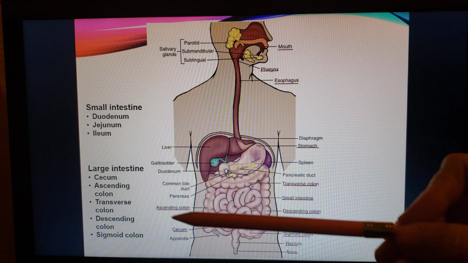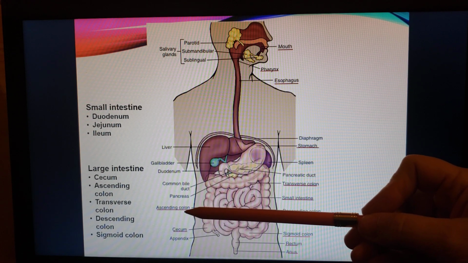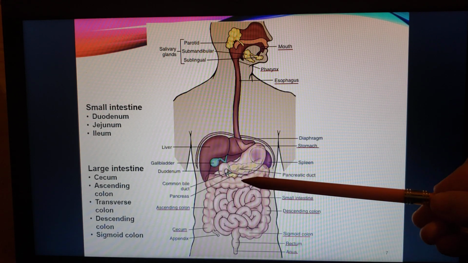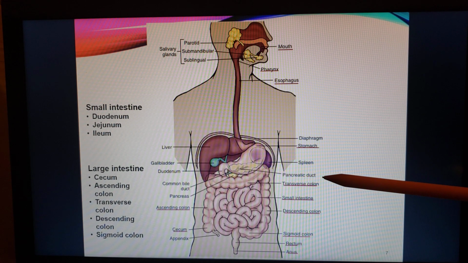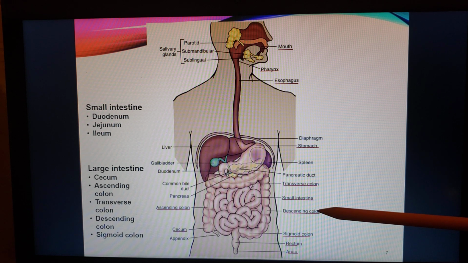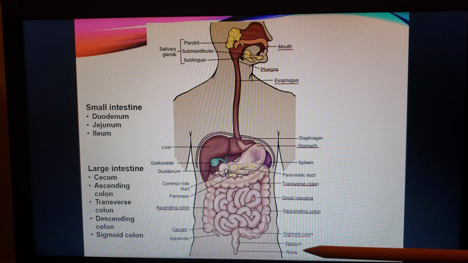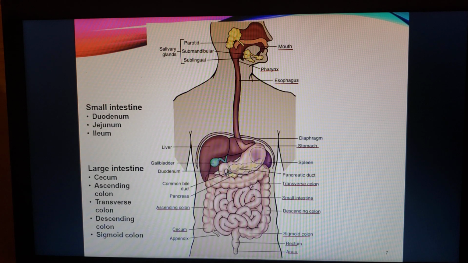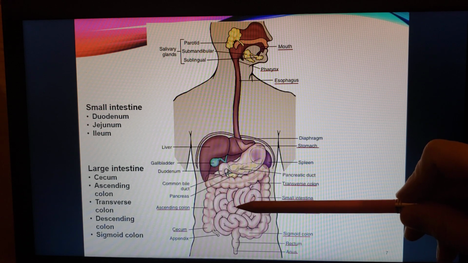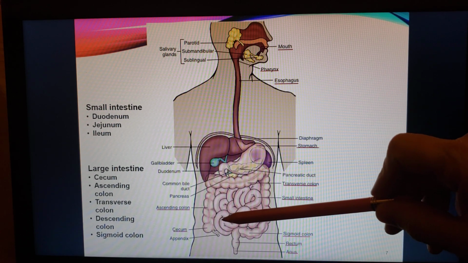And then the large intestine includes the cecum, the ascending colon, the transverse colon, the descending colon, the sigmoid colon, the rectum, and the anus. Well, we did not have the jejunum or the ileum listed. The jejunum is in this area, and the ileum is over in this area.